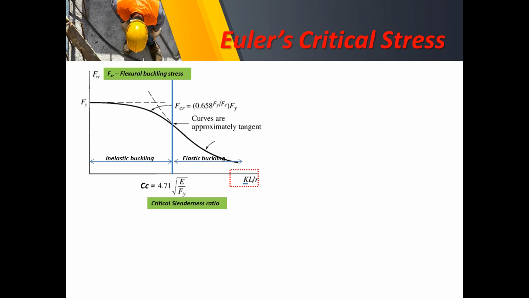So if we have an inelastic buckling, we're going to use a flexural buckling stress equal to 0.658 raised to Fy all over Fe, multiplied by Fy. On the other hand, if we have here an elastic buckling, we're going to use a flexural buckling stress equal to 0.877 of Fe.